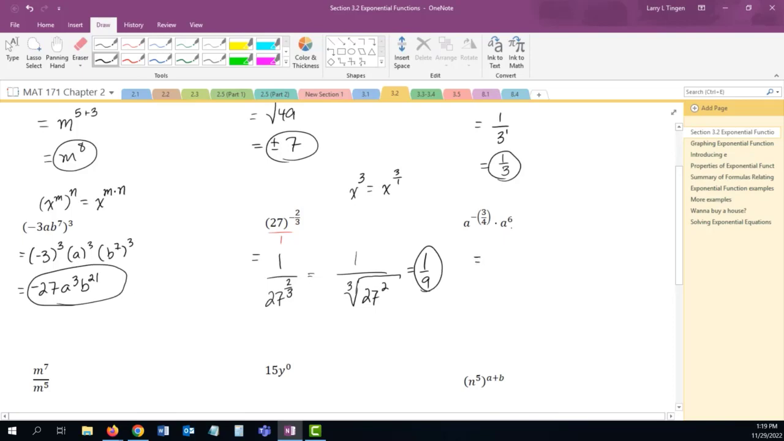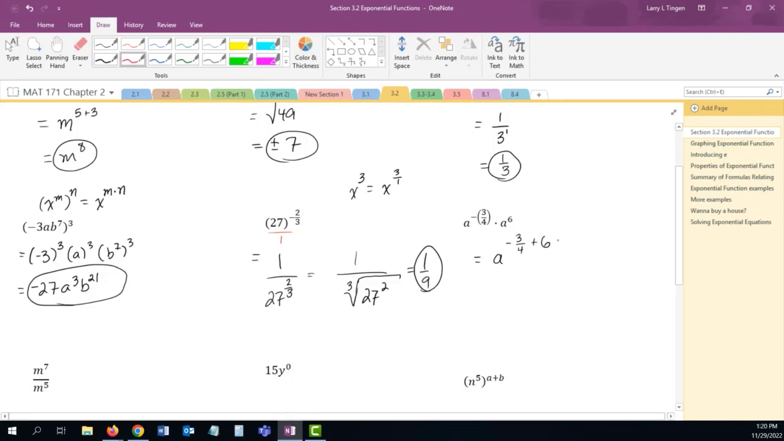Next is the tougher one, but it's not because of the concept, it's because we're dealing with fractions. I have the same base and I'm multiplying, so that means a to the negative 3/4 times a to the 6th. Notice I didn't bring that a to the 3/4 down because I don't have to. It's not required. Instead, I'm just going to have the same base and add the powers. So negative 3/4 plus 6.